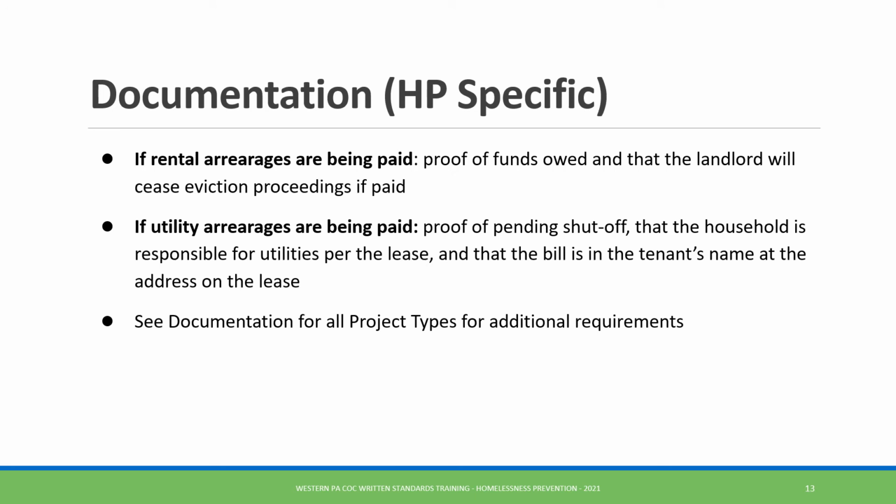If rental arrearages are being paid, there needs to be proof of the funds owed and that the landlord will cease eviction proceedings if those are paid. If utility arrearages are being paid, there must be proof of the pending shutoff, that the household is responsible for paying the utilities according to their lease, and that the bill is in the tenant's name at the address on the lease. There are some more details regarding the documentation piece, so please refer to the written standards for more details.